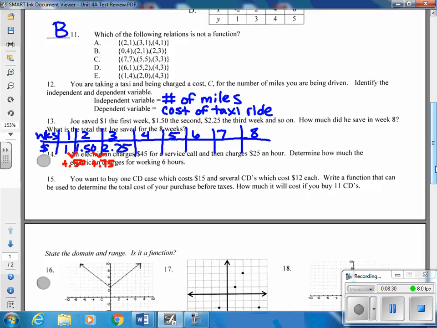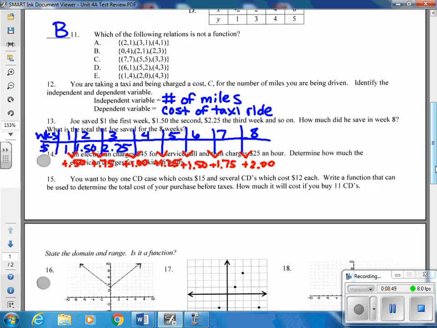So to go from week 3 to week 4, if he's increasing by a quarter, he's going to add $1. And then he's going to add $1.25. And then $1.50. And then $1.75. And then $2. So once you've discovered the pattern, you can use that to help you fill in the rest of the numbers that we don't know.